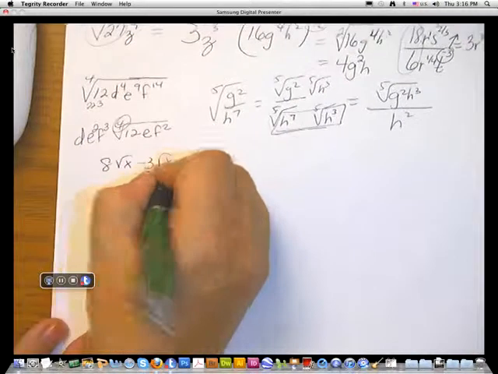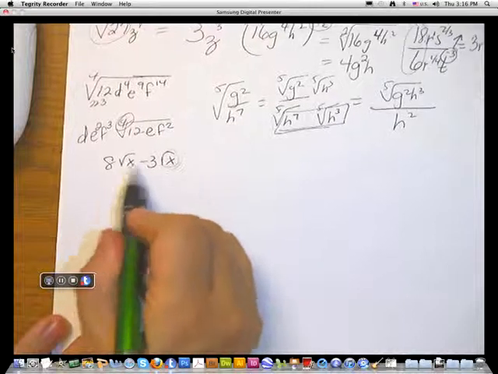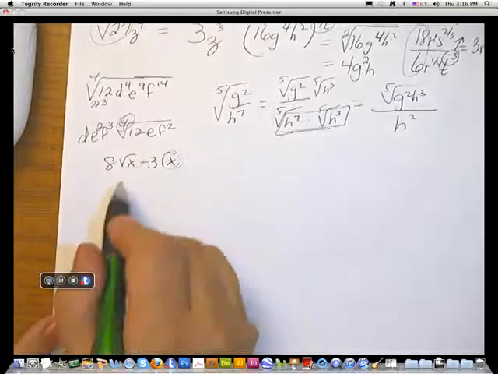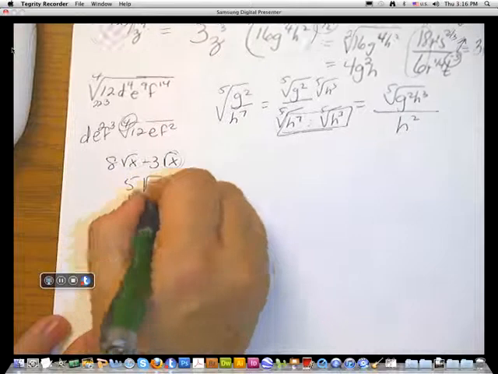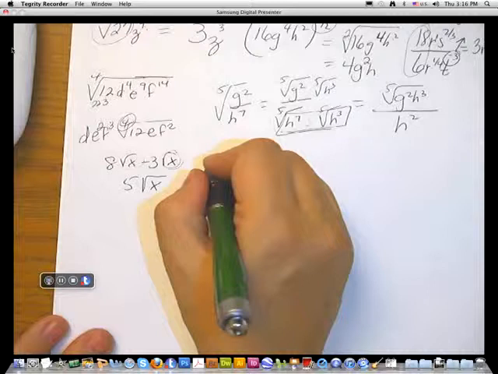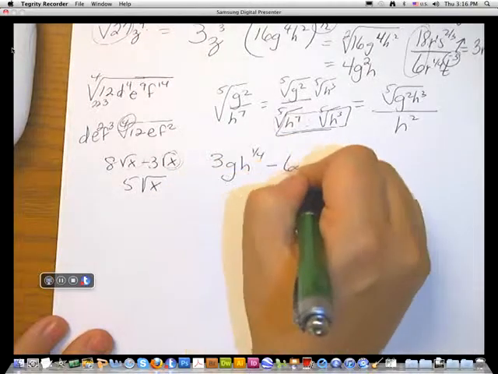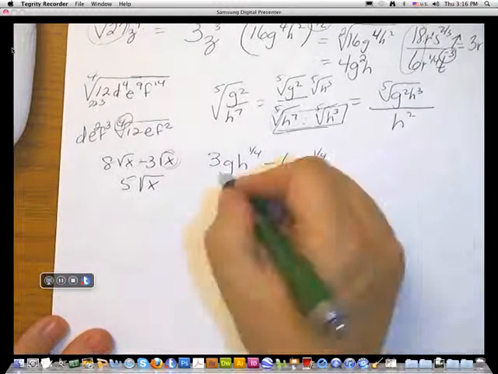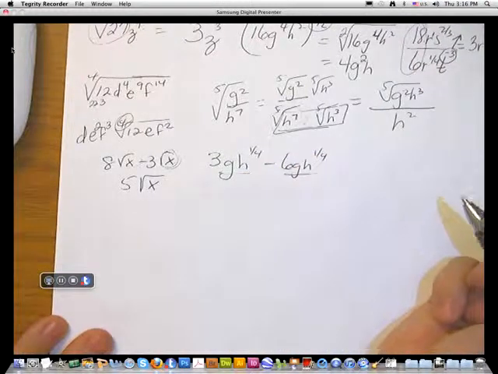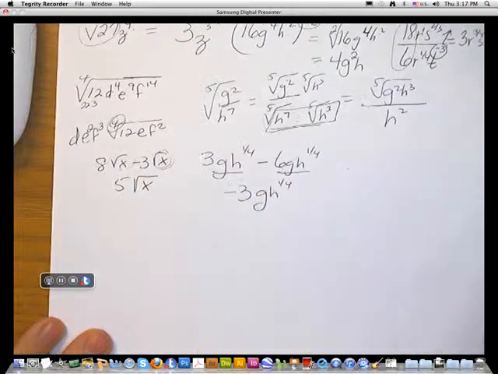8 root x minus 3 root x. 8 junk minus 3 junk. As long as the radical parts are always the same, we're good. 8 minus 3 is 5, and then the junk, root x. 3gh^(1/4) minus 6gh^(1/4). Again, as long as the junk is the same, we just combine them. Negative 3gh^(1/4).